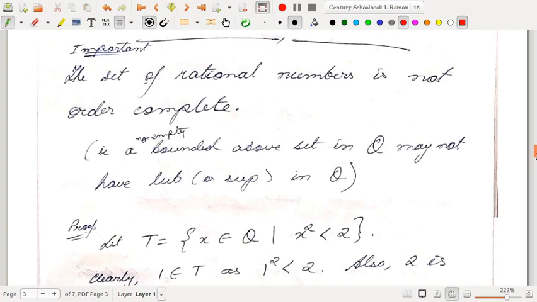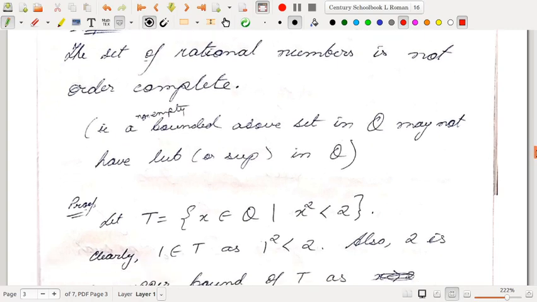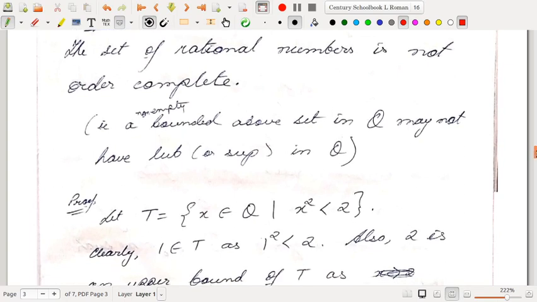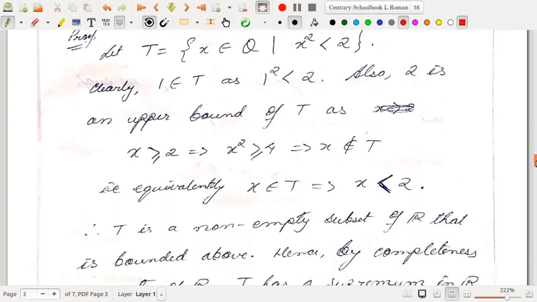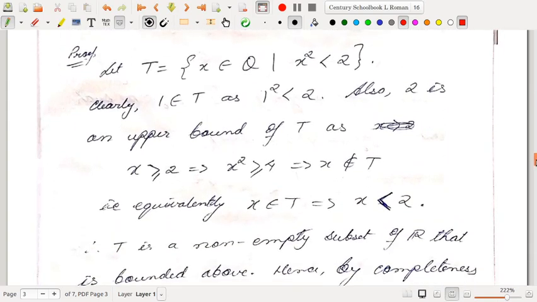The set of real numbers has the completeness property, that is a fundamental property of the set of real numbers. To prove this, we will follow the Bartle and Sherbert proof. Let T be the set of all those rational numbers whose square is strictly less than 2. Clearly 1 is an element of this set because 1 squared is less than 2. So this set is non-empty.